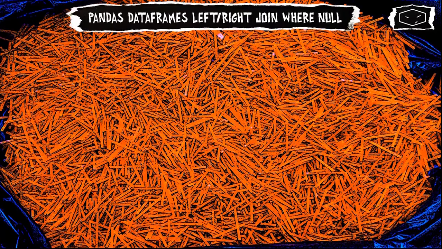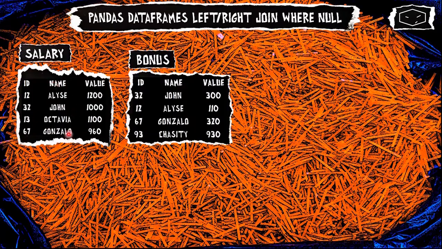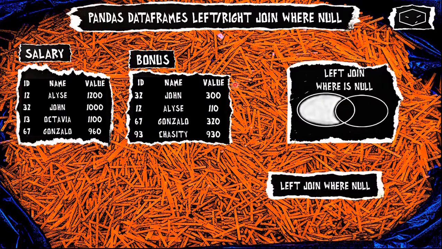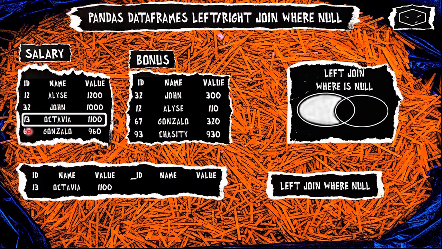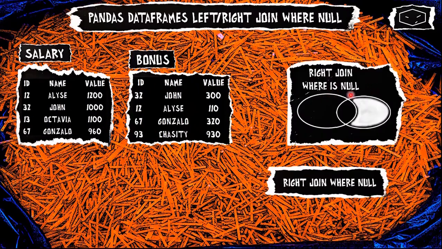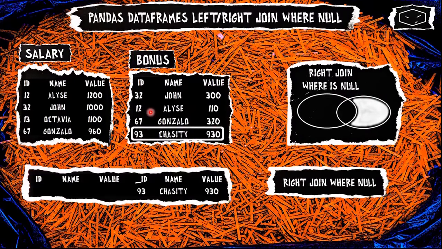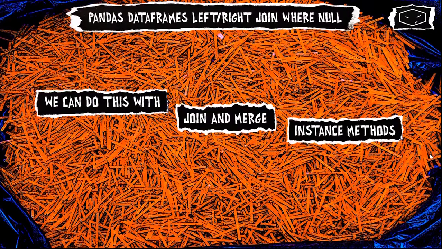Hello again. Here we will use the same data frames as the previous videos, and we will do a left join where is null, which is nothing more than just selecting the rows from the left data frame that don't have a match in the right data frame. For right join where is null, it is exactly the reverse: from the right data frame we will select the ones that don't have a match in the left data frame. And we can do this with the join and merge instance methods.